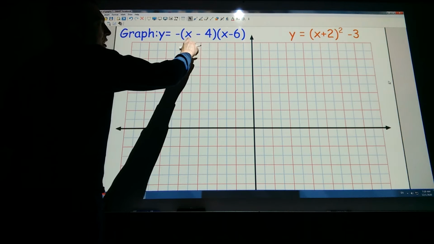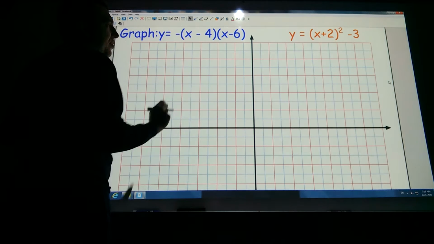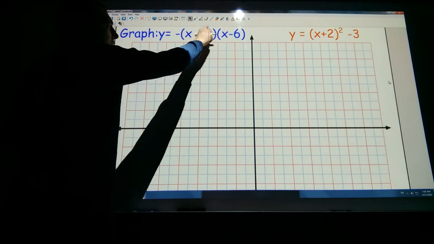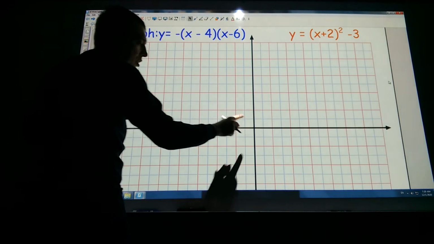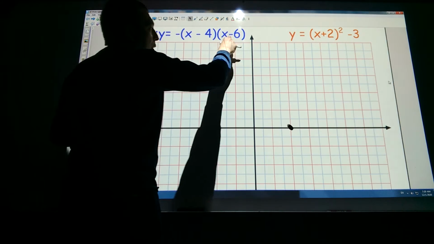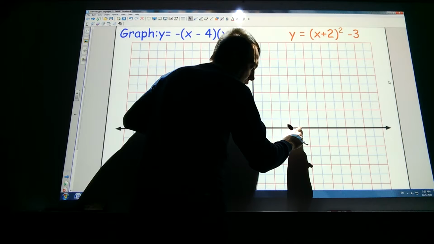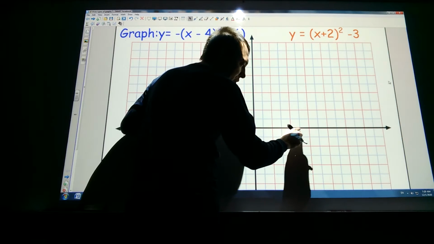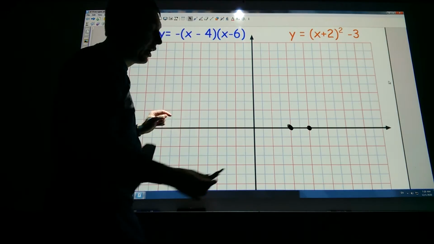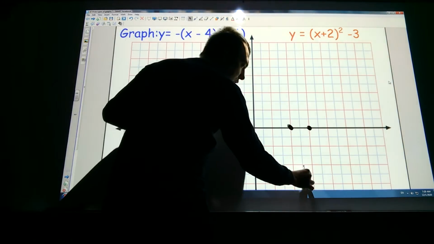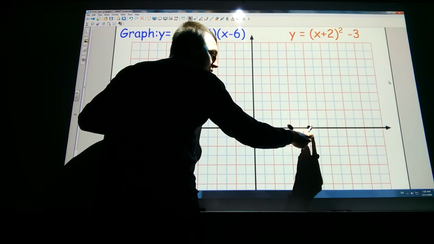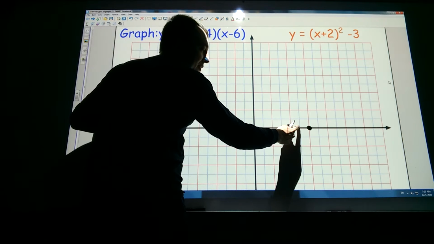So we noticed that if I have two parentheses, I can figure out what number I need to plug in to get 0. If I plug in 4, I get 0. And if I plug in positive 6, I get 0. And I know that the vertex is in the middle. I don't know where in the middle, or how high or how low, but I know it's in the middle. Well, what is in the middle of 4 and 6? 5. So the vertex must be at 5.